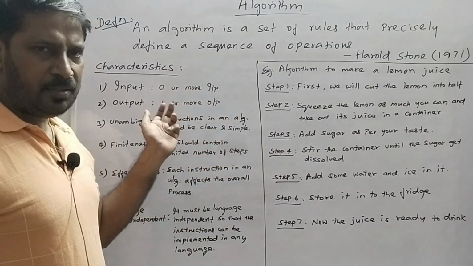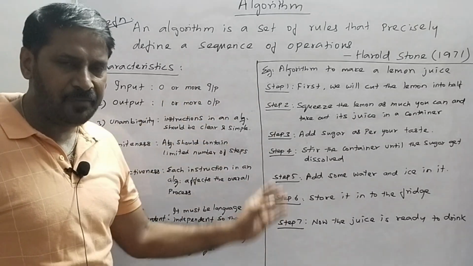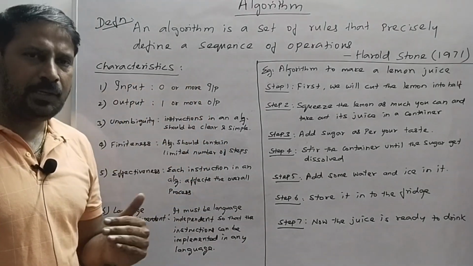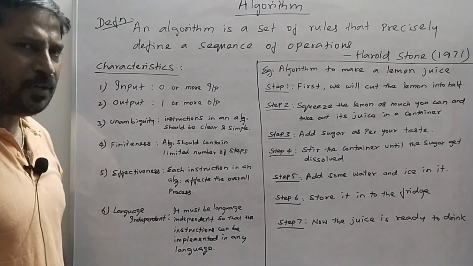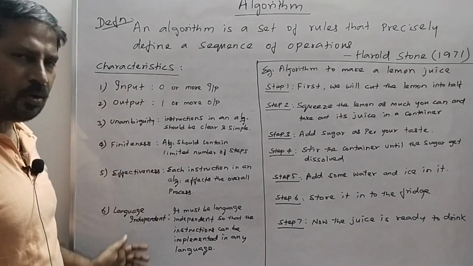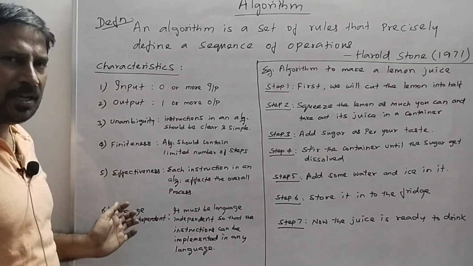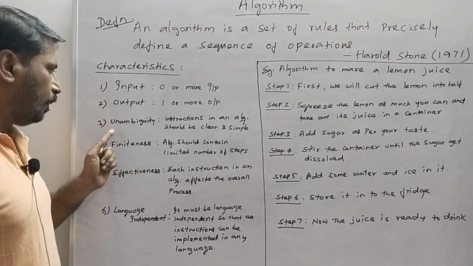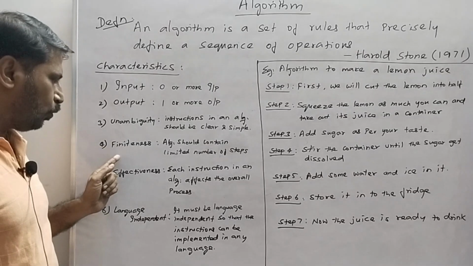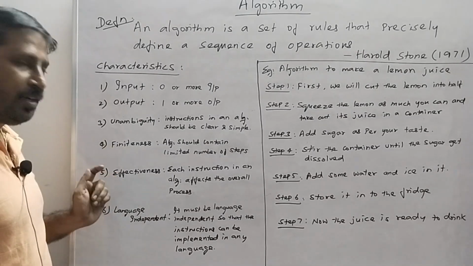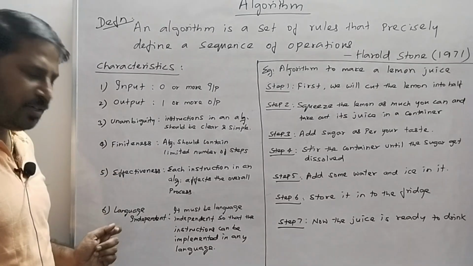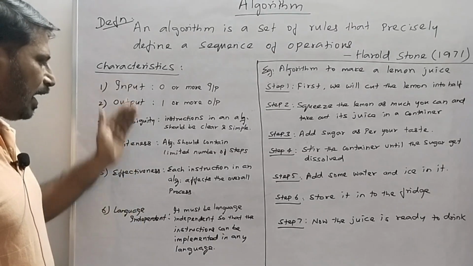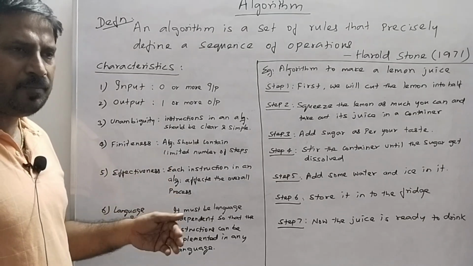In this session we are going to see one live example about the algorithm. Before that, I want to tell you what are all the characteristics of an algorithm. The characteristics which are given here are all important. The first one is input, second output, then unambiguity, fourth finiteness, fifth effectiveness, and the sixth language independence. These are all the important aspects that each and every algorithm holds.